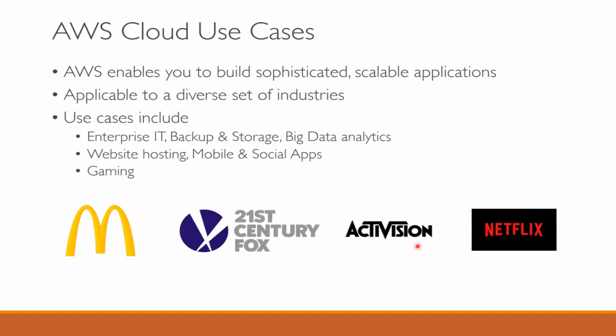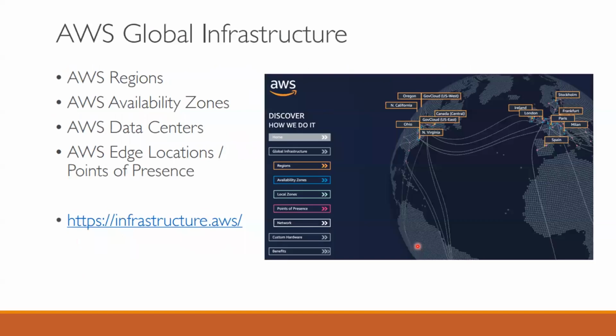AWS cloud use cases. AWS enables you to build sophisticated, scalable applications applicable to a diverse set of industries. Use cases include enterprise IT, backup storage, big data analytics, website hosting, mobile, social apps, gaming, everything. Everything can be done on the AWS cloud. McDonald's, 21st Century Fox, Activision, Netflix are using Amazon.